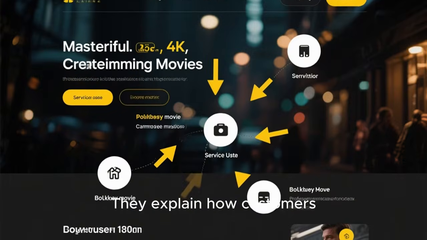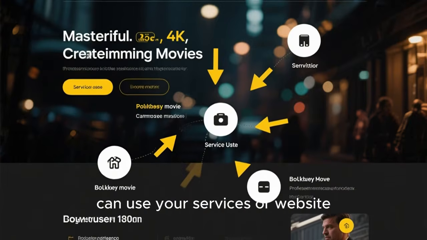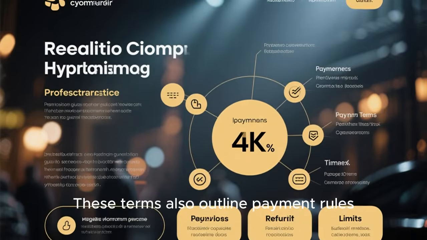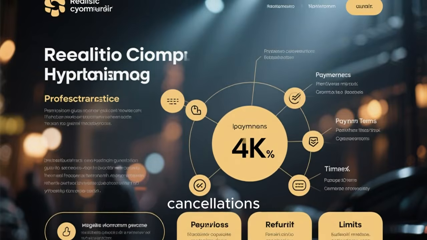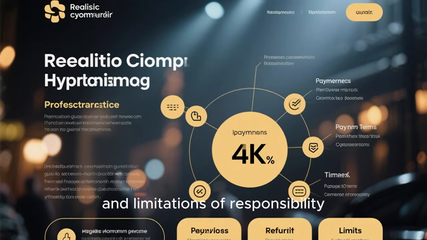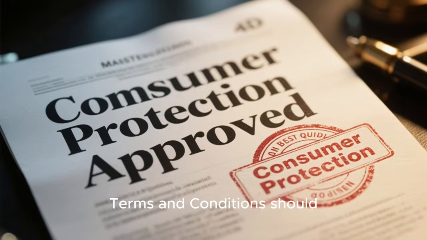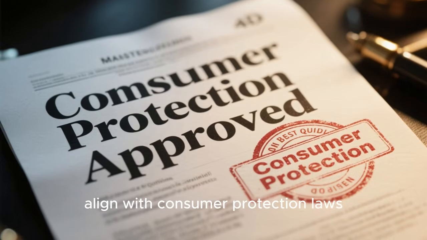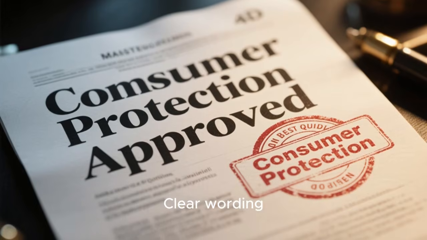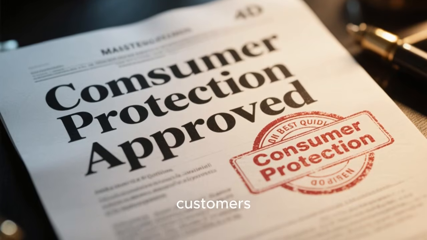They explain how customers can use your services or website. These terms also outline payment rules, cancellations, and limitations of responsibility. For United Kingdom businesses, terms and conditions should align with consumer protection laws. Clear wording helps build trust with customers.